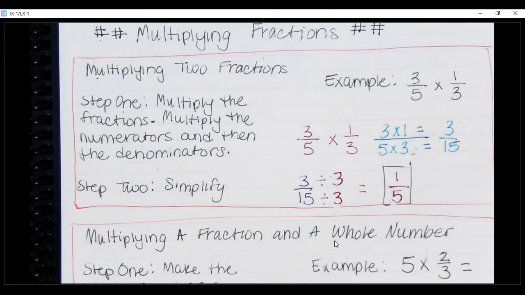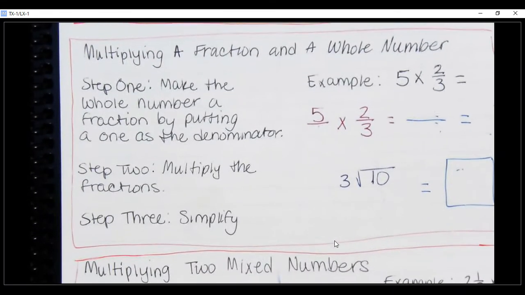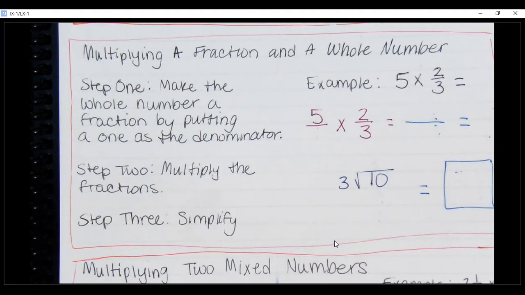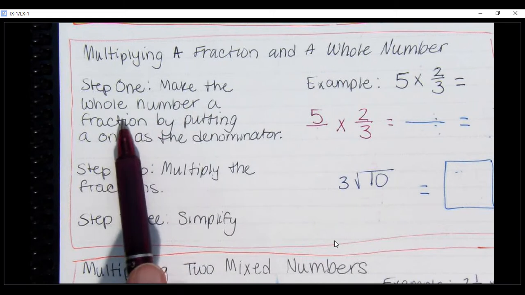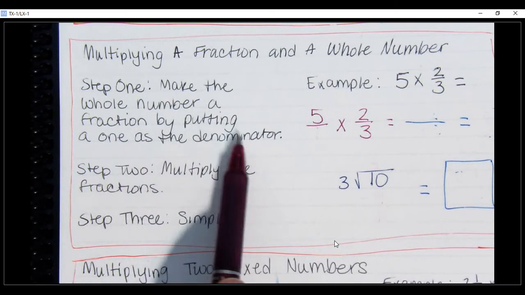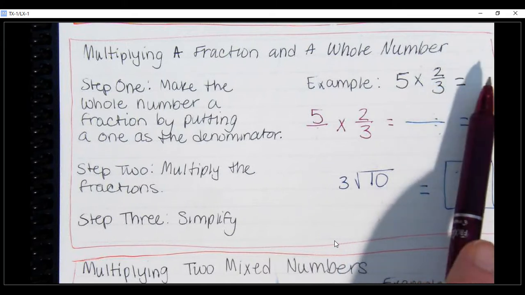However, that is not the only skill that we're going to need. Instead, we're also going to need to know how to multiply a fraction and a whole number. So lucky ducks us, not that many steps to it, just one more extra step for this process. So step 1, make the whole number a fraction by putting 1 as the denominator. So our example problem is 5 times 2/3.